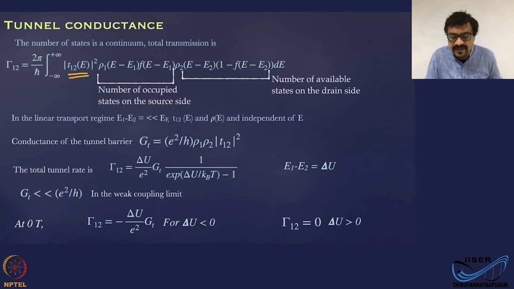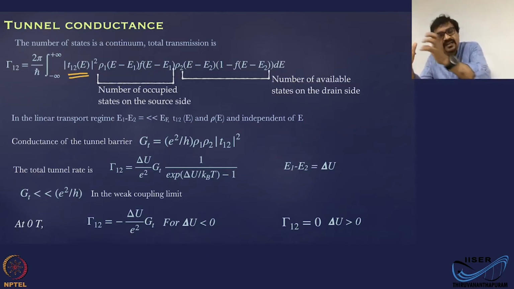Okay, and rho 2 of E minus E2 is the density of states on the drain side, and 1 minus the Fermi function, these F's are actually Fermi functions, 1 minus this Fermi function is telling you the probability of those states being empty. For the transport to happen, you need to have filled states which are capable of donating electrons, and you need to have empty states on the drain side where they are capable of accepting those electrons. Okay, it's a product of those. Both of those need to be satisfied.